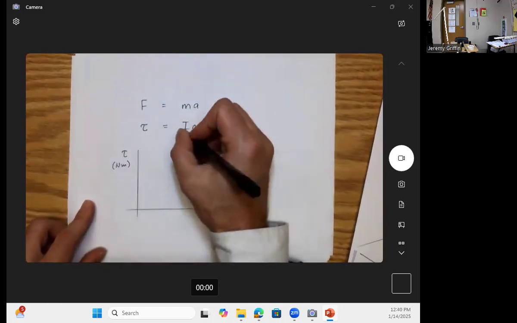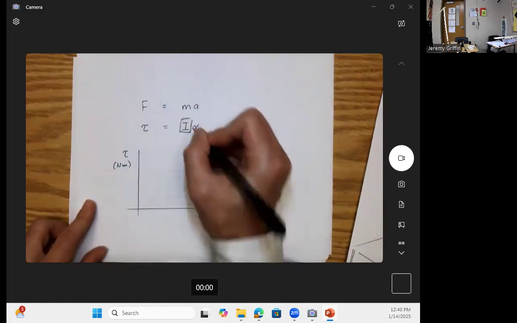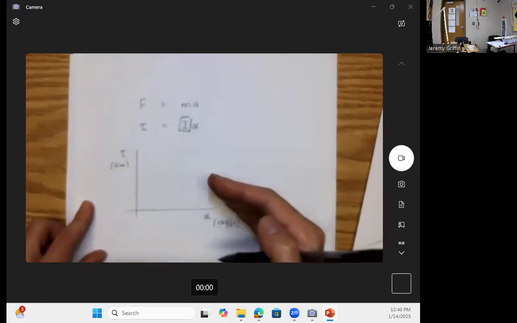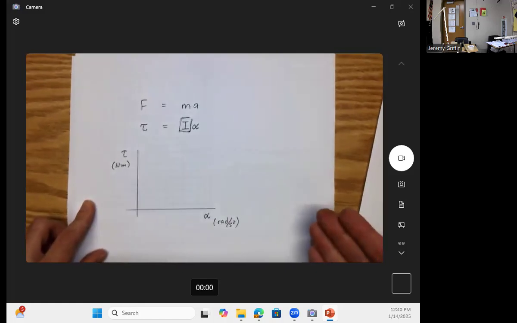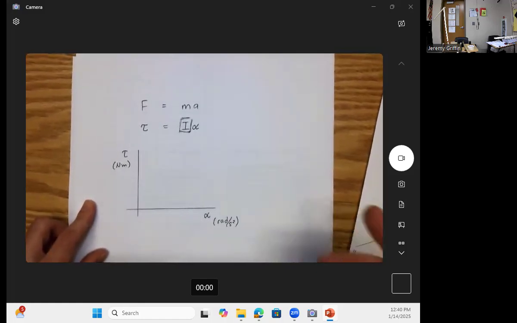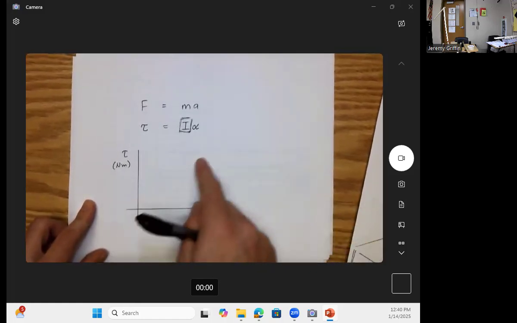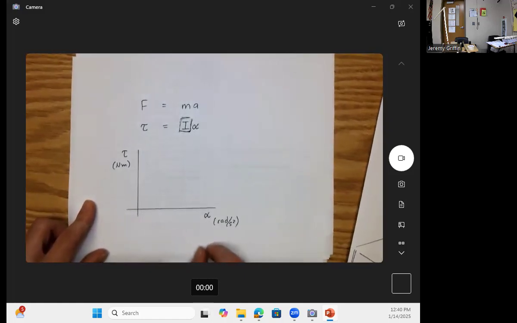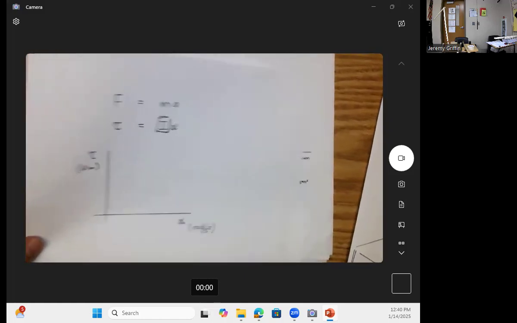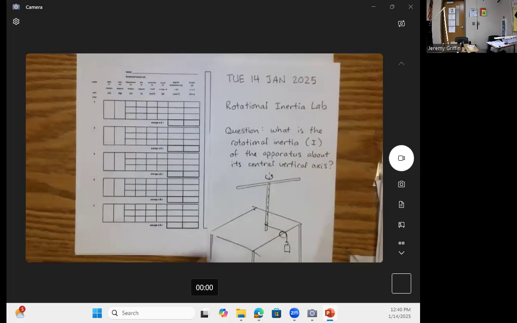And if the goal of this lab is to figure out the rotational inertia, then what property of this graph is that going to represent? The slope. I bet this is going to be a straight line, and the slope is going to be the answer to the question. I know it's a bunch of setup, but I really want you guys to see the forest for the trees, what we're doing before we start plowing through a bunch of numbers.